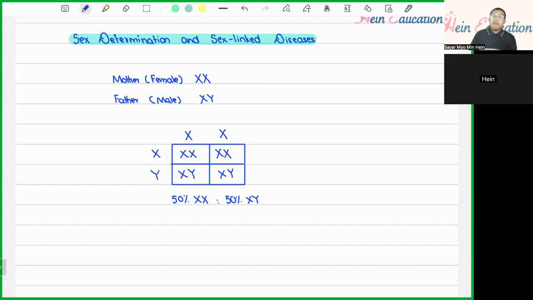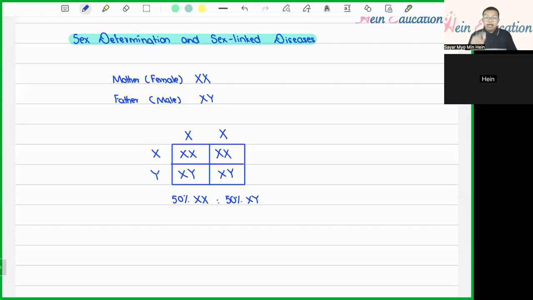From a mother, or from a female, all of our egg cells will have an X chromosome. But for the father, or for a male, half of his sperm will contain an X chromosome and half of his sperm will contain a Y chromosome. So if fertilization happens between an egg cell with an X chromosome and a sperm cell with an X chromosome, then they will produce a girl.